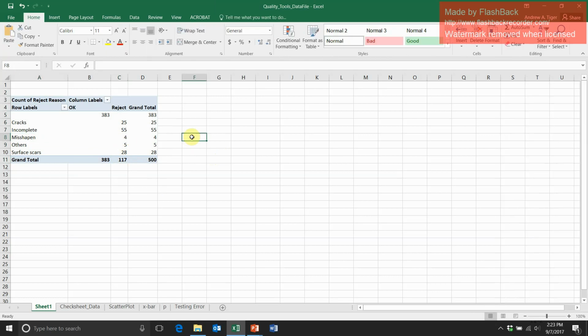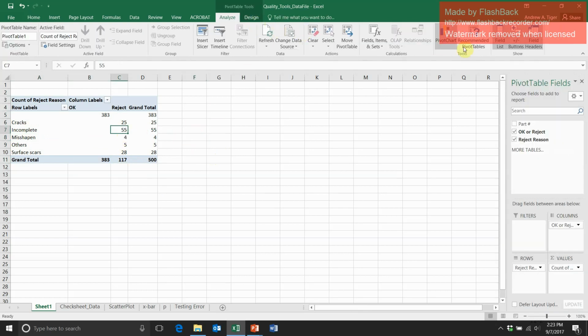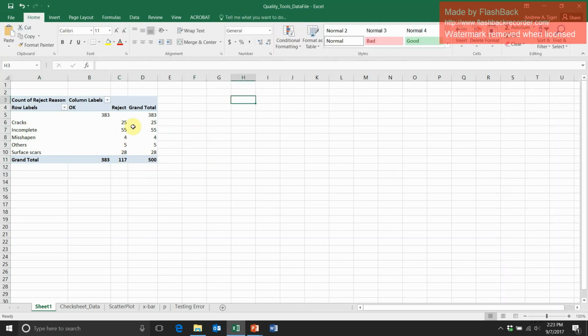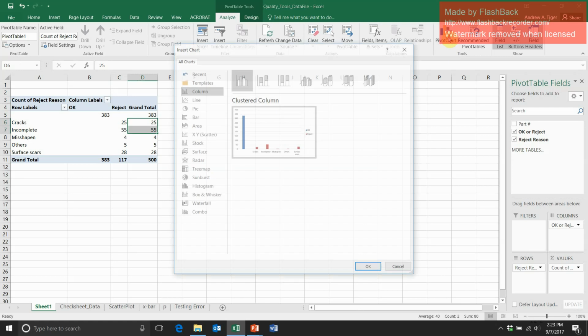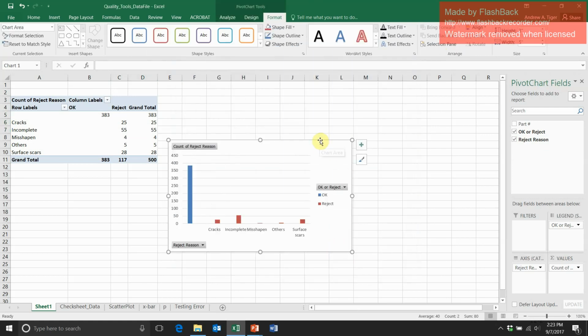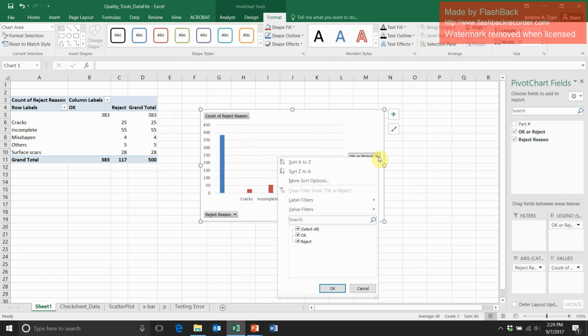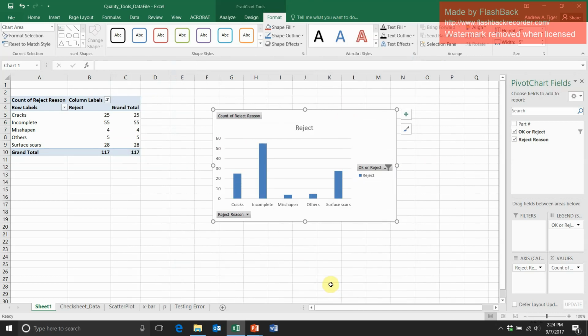I need to focus on the most important thing, or what happens the most, and it looks like this is what happens the most. Now I could draw a picture of this. So when I click on the pivot table under Analyze Pivot Chart, I can put that together. And it's not terribly interesting yet because it's showing all of the good stuff. But I'm going to filter this where I'm only showing the bad stuff.